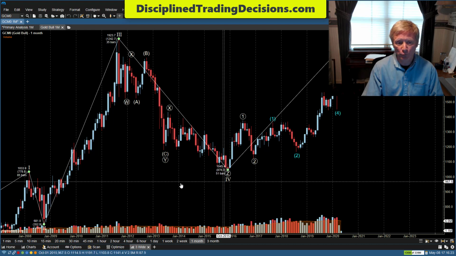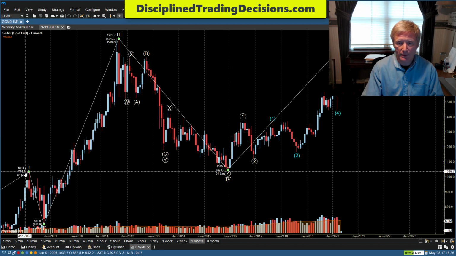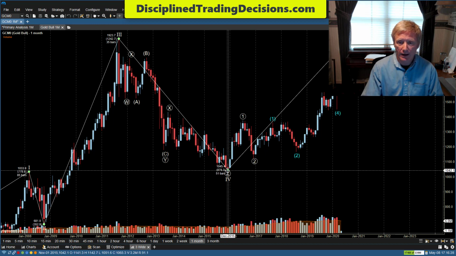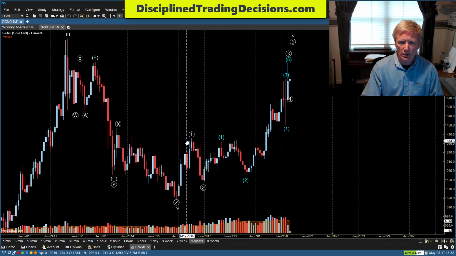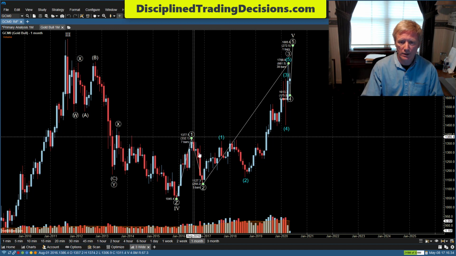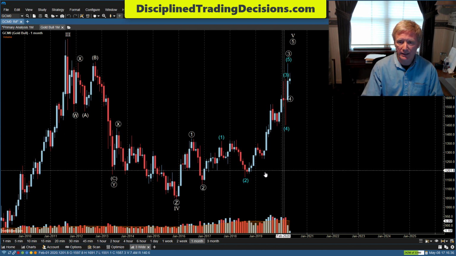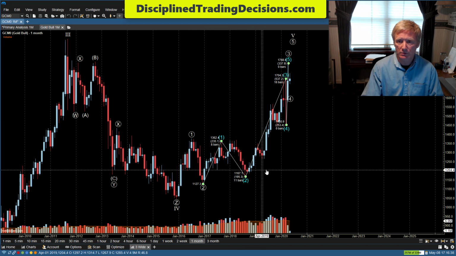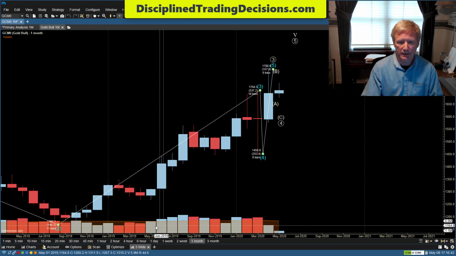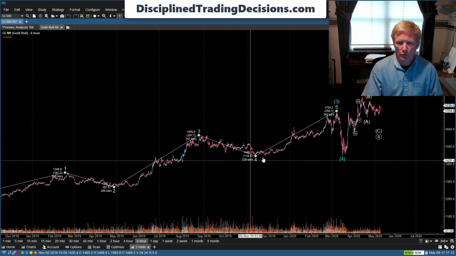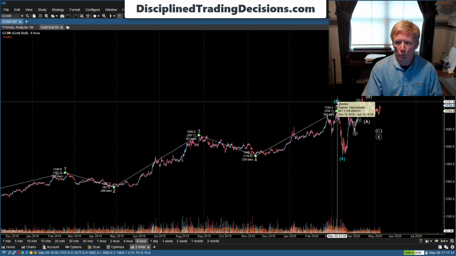So this would be wave 4. Wave 4 does not come within wave 1, so we're fine there. And so we would be looking for 5 waves up. So here's your 1, 2. Wave 3 is made up of 5 waves. And it looks like we have wave 3 complete here. Let's drop this down to a day. Okay, so here's your 5 waves for wave 3.